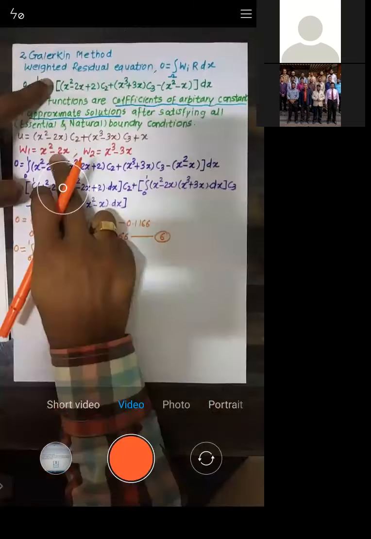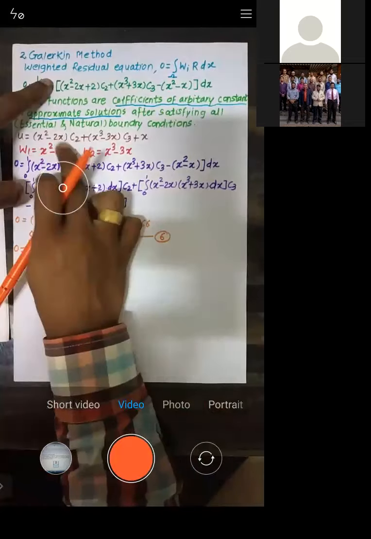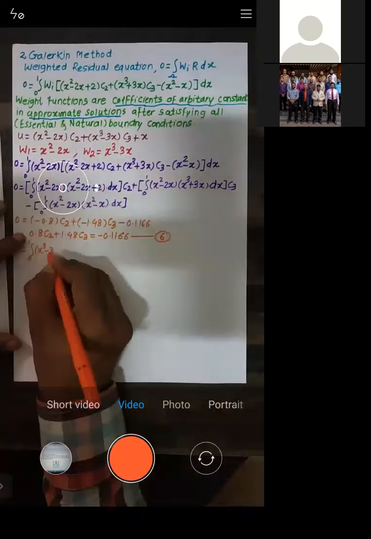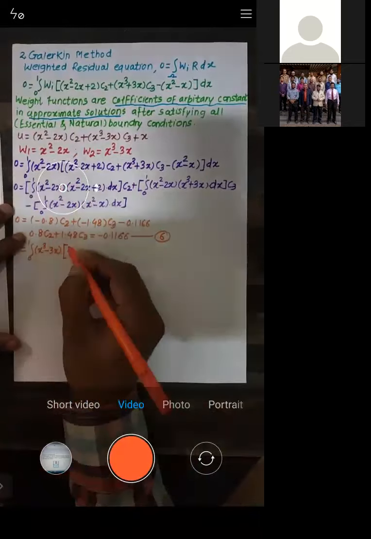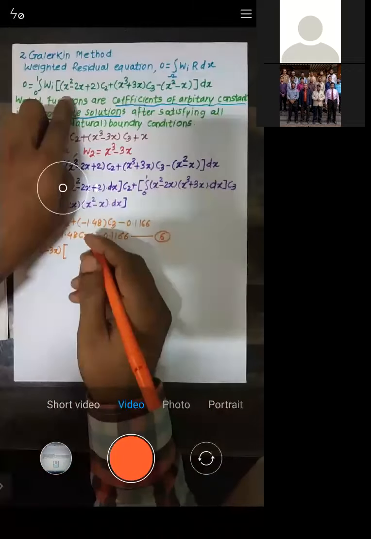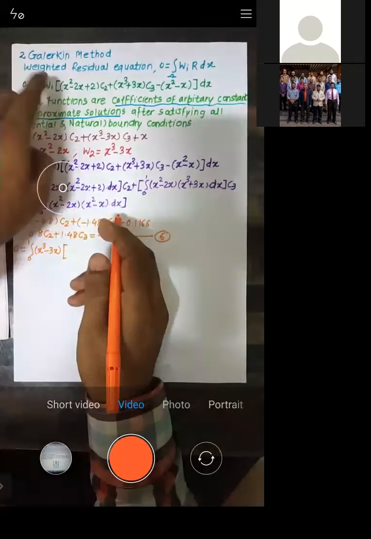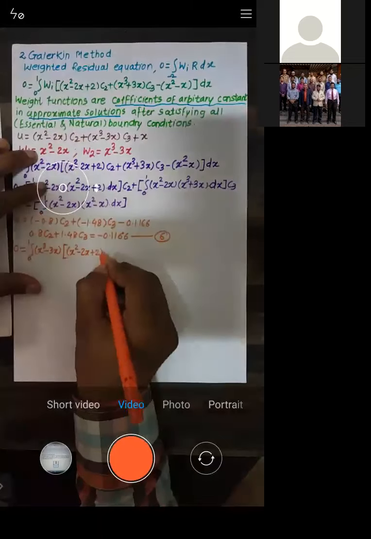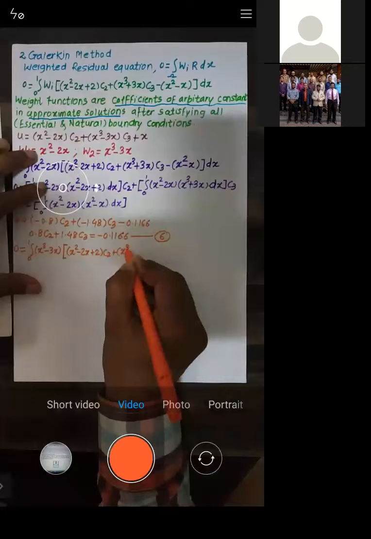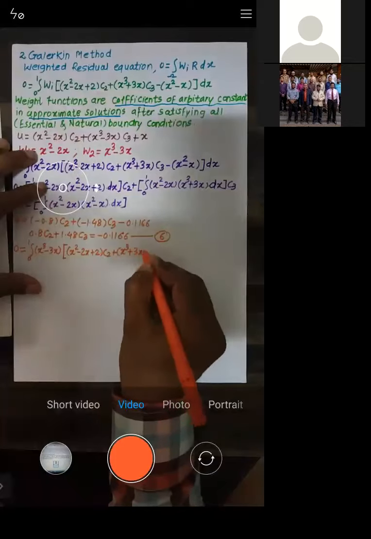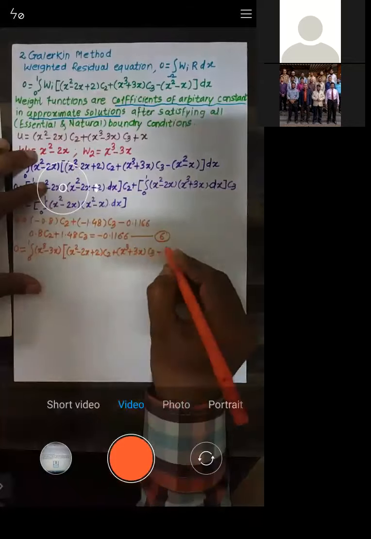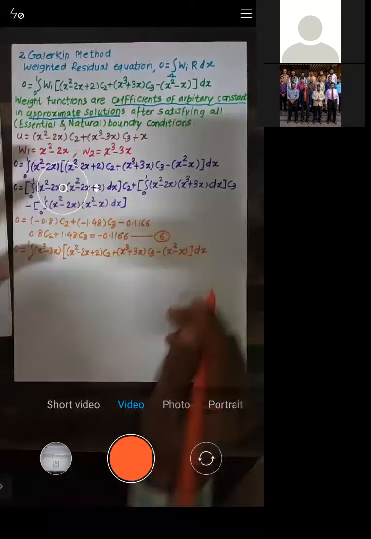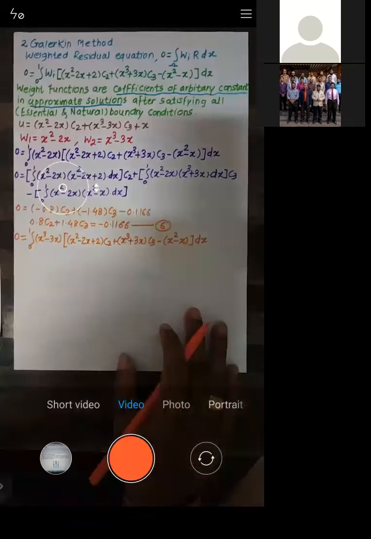Initially I'll put this, now I'll put this. So that is x cube minus 3x, x cube minus 3x into r. The weight function I have written as the second weight function, and this r I will copy as it is. This is x square minus 2x plus 2 into C2 plus x cube plus 3x into C3 minus x square minus x dx. Let's again split the bracket.